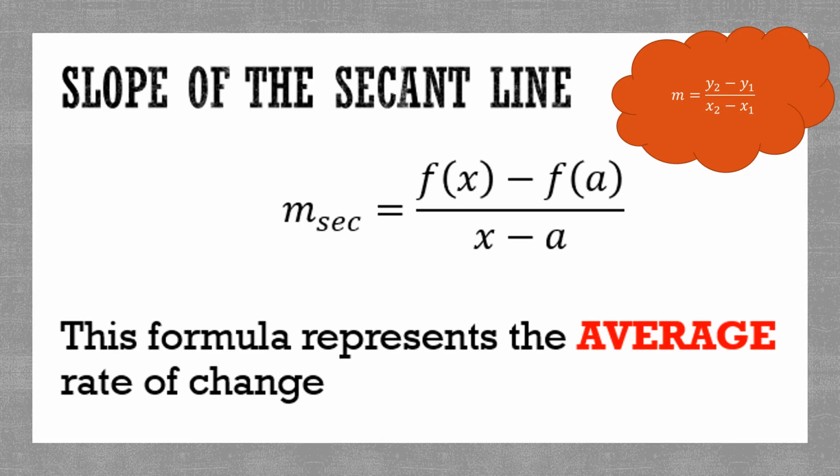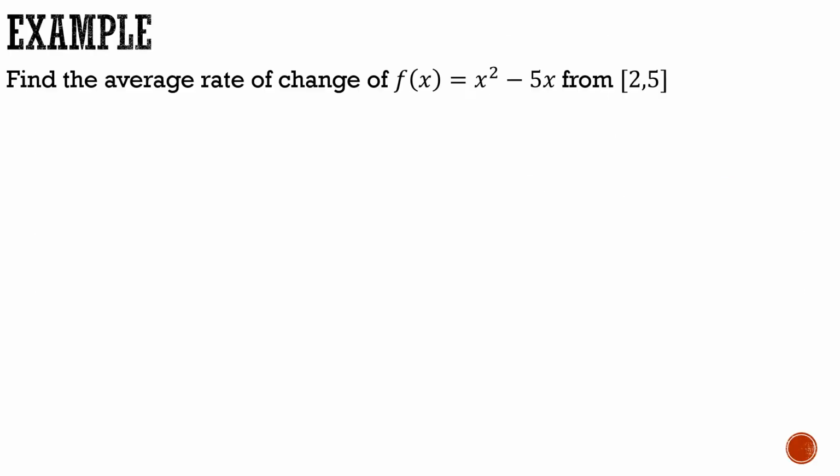But essentially, you're taking your difference of your y's, or your change in y, and you're doing the change in y over the change in x. So it's what you've been doing every time you ever calculated average rate of change or slope. All right, so our first example, again, just an old school example. You should already be able to do this, but we want to find the average rate of change of f of x equals x squared minus 5x, and we're doing that from 2 to 5.